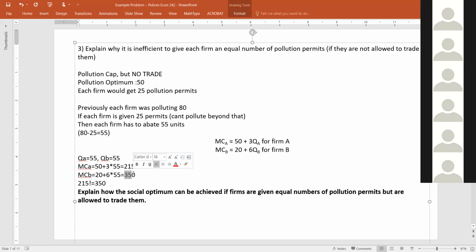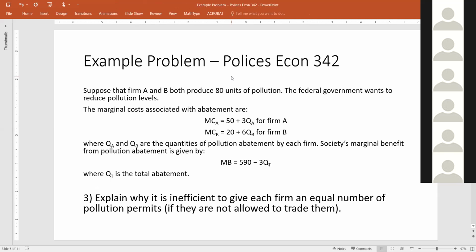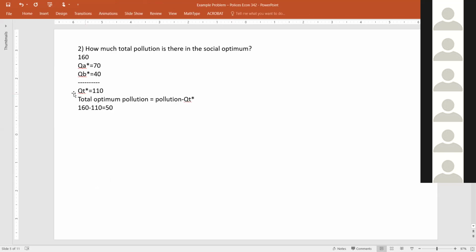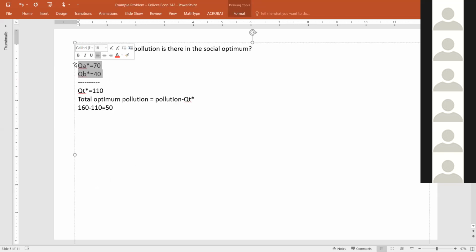And this is what efficiency means in an economic sense. Can you make all parties better off without hurting anyone? And these trades will happen up until the point where the marginal benefit is equal to the marginal cost for firm A and the marginal cost for firm B, which is that optimal abatement level we found in question 2 or question 1. You guys with me so far? Questions?